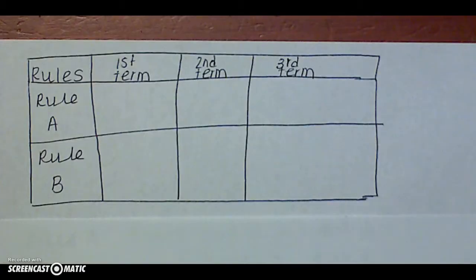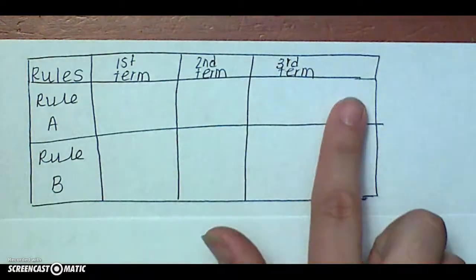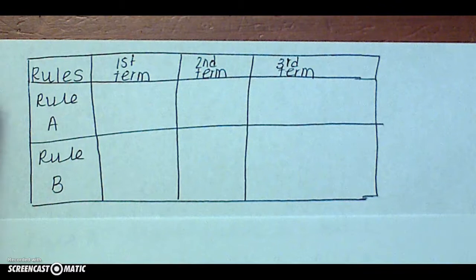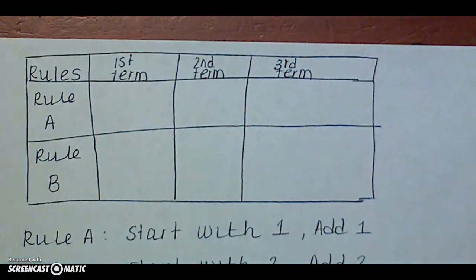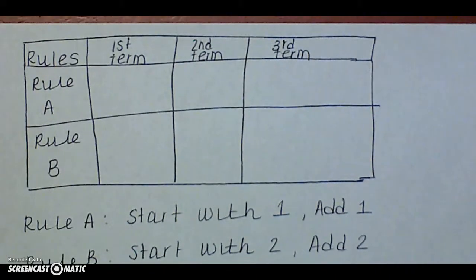So when we do these problems, what we're going to see first is a blank table. So I want you to go ahead and copy that. And you'll notice that I have across the top first term, second term, third term, and along the side here, rule A, rule B. So we can't fill this in unless we're given information. The information we're going to be given is that rule A, we're going to start with 1 and then add 1. And rule B, we're going to start with 2 and add 2. So when it says start with 1, it means the first term.